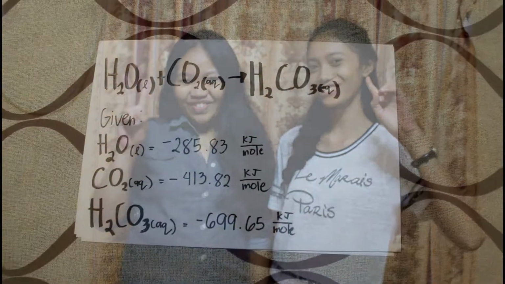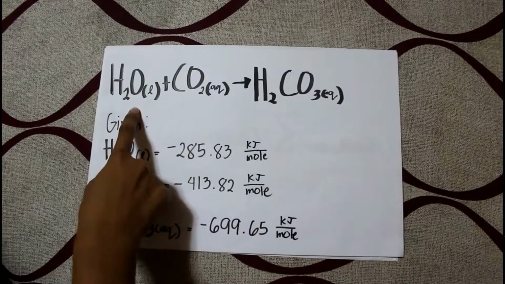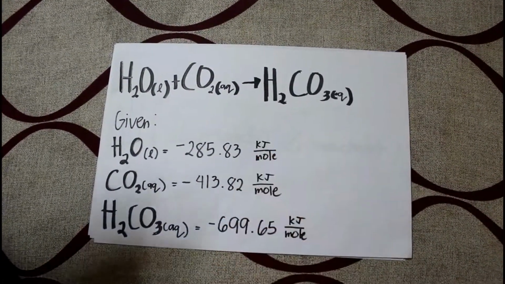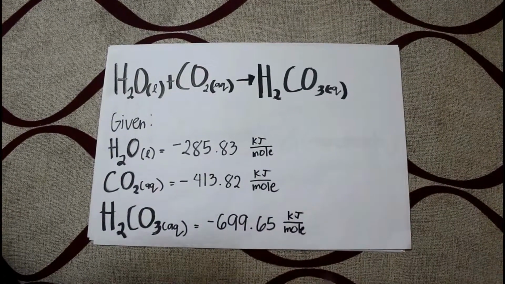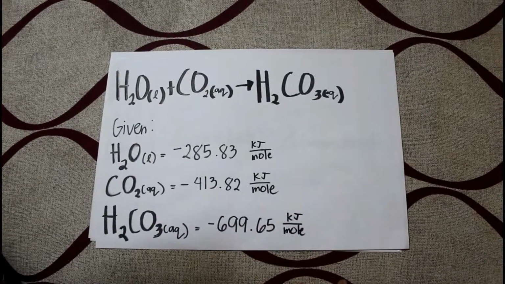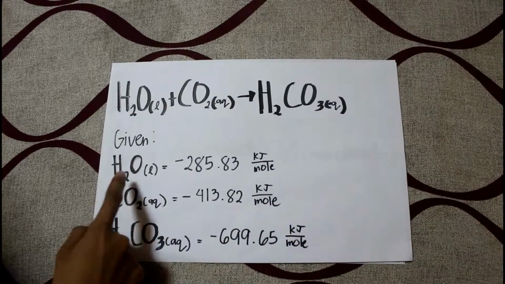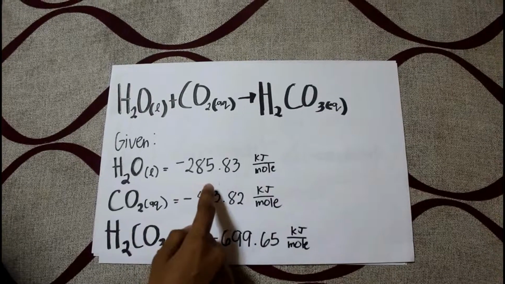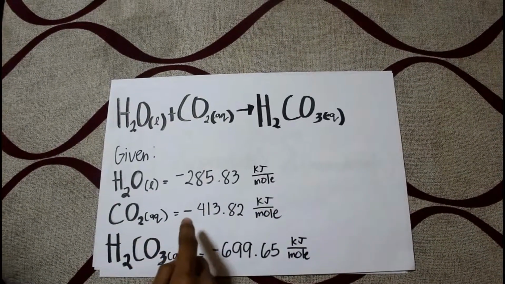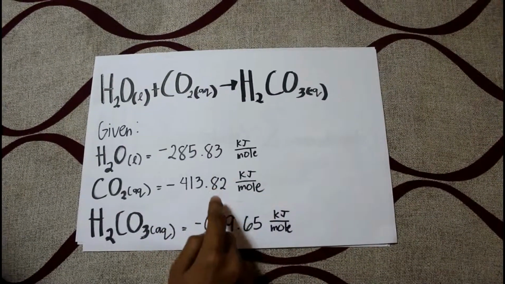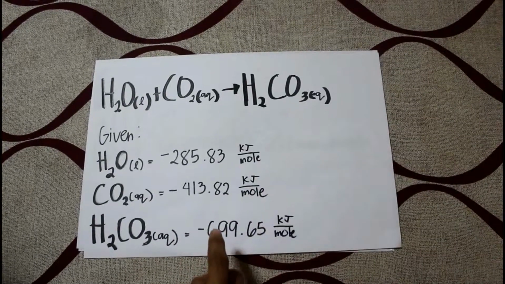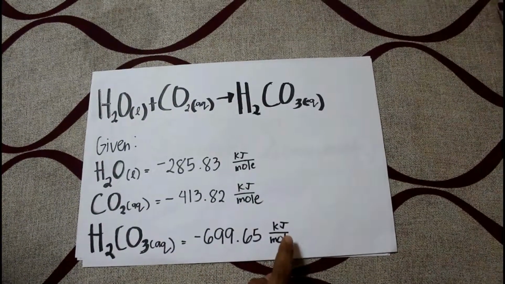Example number 2. This is the given reaction. Water plus carbon dioxide yields carbonic acid. And as you can see, the reaction is already balanced. So let's say you're given the change of enthalpy of formation. H2O is equal to negative 285.83 kJ per mole. CO2 is equal to negative 413.82 kJ per mole. And carbonic acid is equal to negative 699.65 kJ per mole.